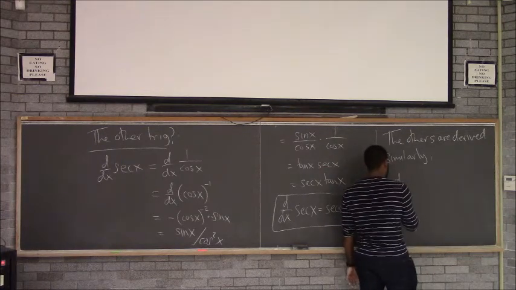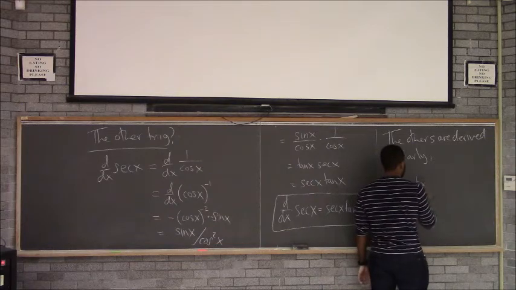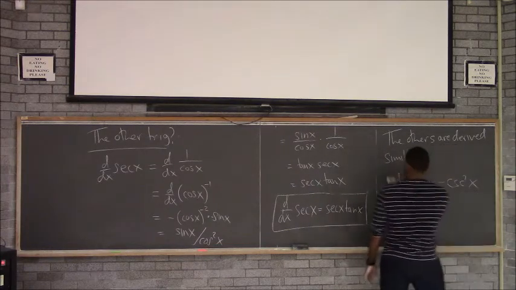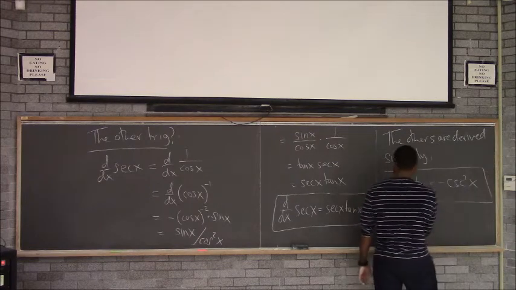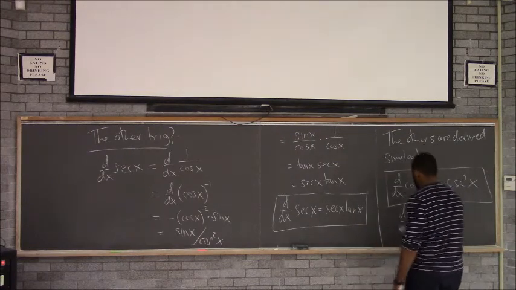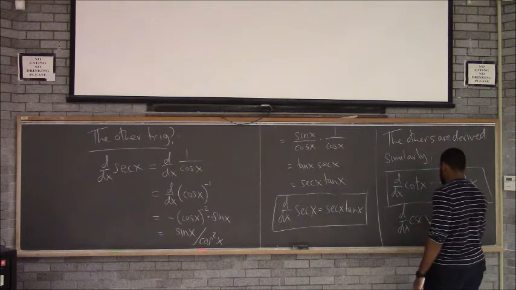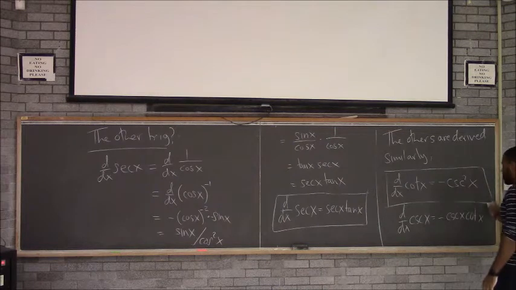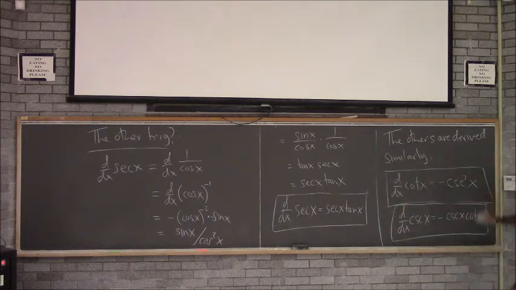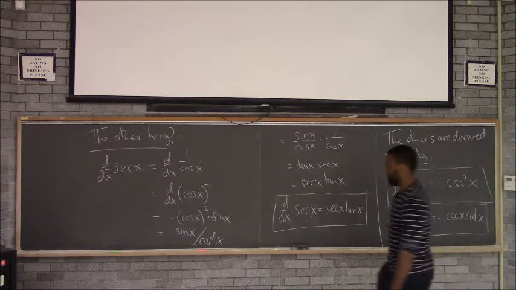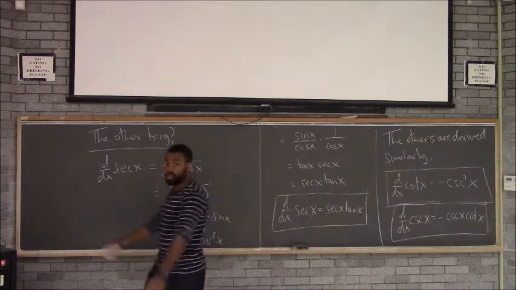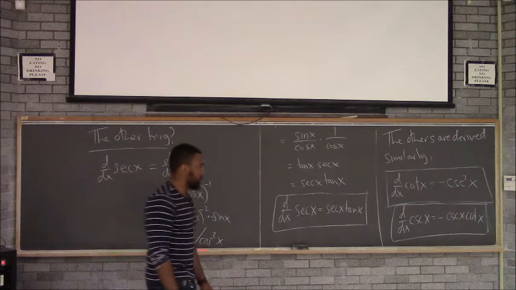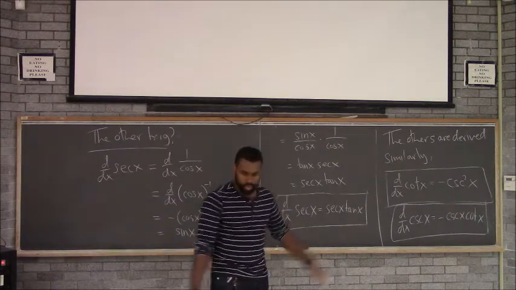So, if I were to ask what is the derivative of cotangent of x, it turns out that is minus cosecant squared. If I were to ask you what is the derivative of cosecant of x, it's going to be minus cosecant x cotangent x. And you can practice deriving those. Cotangent is just 1 over tangent or cosine over sine, and cosecant is 1 over the sine of x. Derive them very similarly.